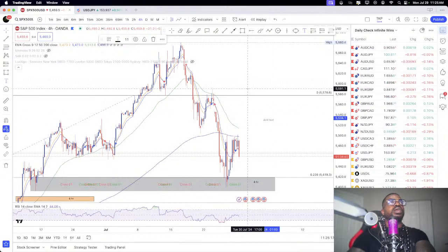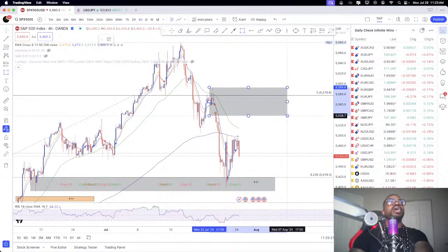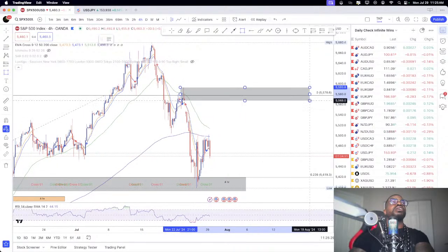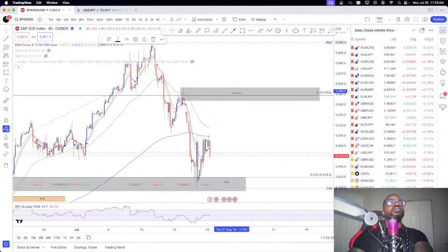Now, right here at the highs, we do have a double top on the 4 hour, and it just so happens to have a decent sized gap right there. So this area will be retested.